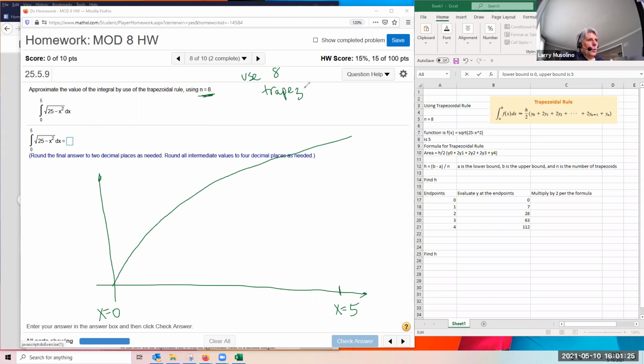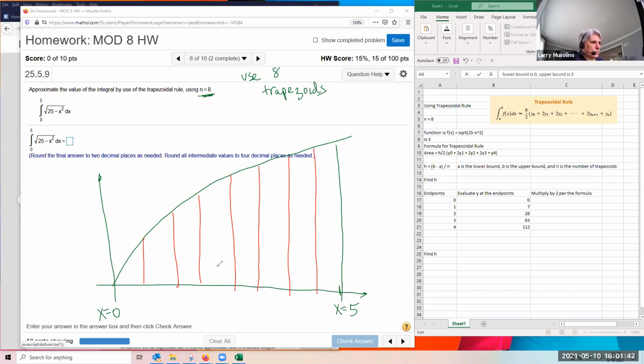So I need to know what is the width of each trapezoid. So I'm going to be dividing these up into 8 trapezoids, like this. Here they are. All right, here are the 8 trapezoids. I want to know what is the width of each one of these trapezoids, because that's called h. Well, to find h, you take the upper bound minus the lower bound, and divide by the number of trapezoids. In our example, the upper bound is 5, the lower bound is 0. We're dividing by 8 trapezoids, so this works out to be 0.625.